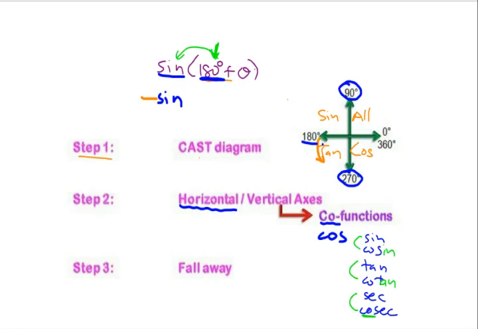And then step 3 says fall away, which is that part, 180 plus, or whatever is standing there, would simply fall away, and your final answer for this expression would then be minus sine theta. So the whole sine of 180 plus theta has now been reduced to just minus sine theta, which is a lot easier to work with in an expression where you need to simplify.